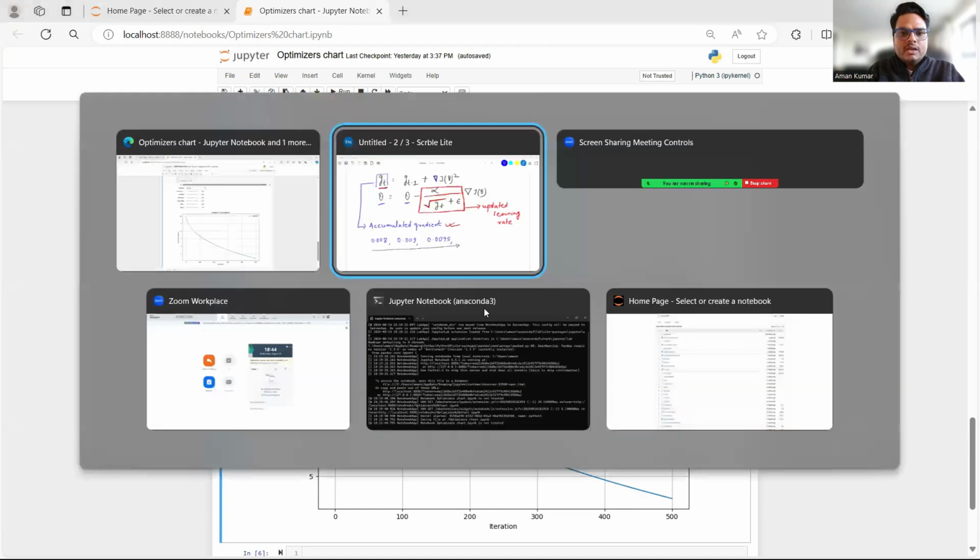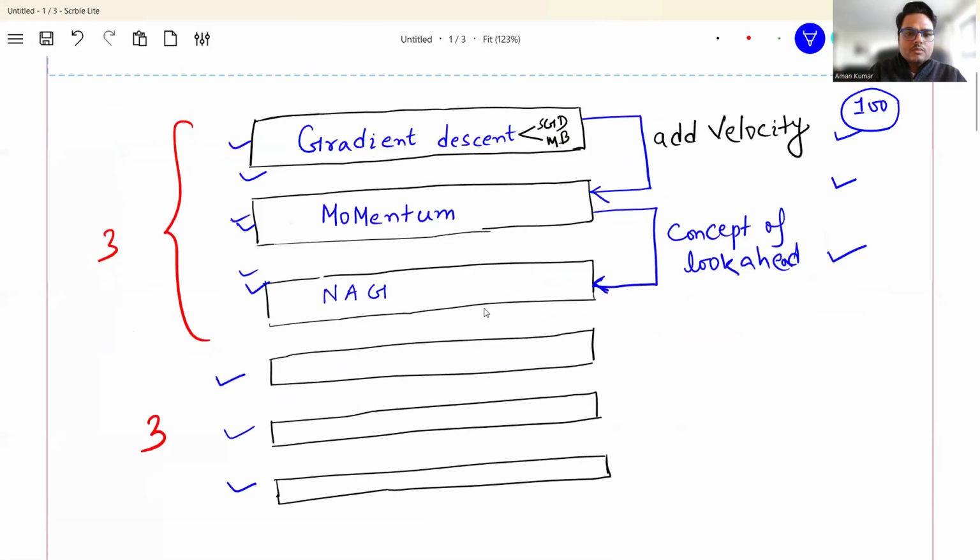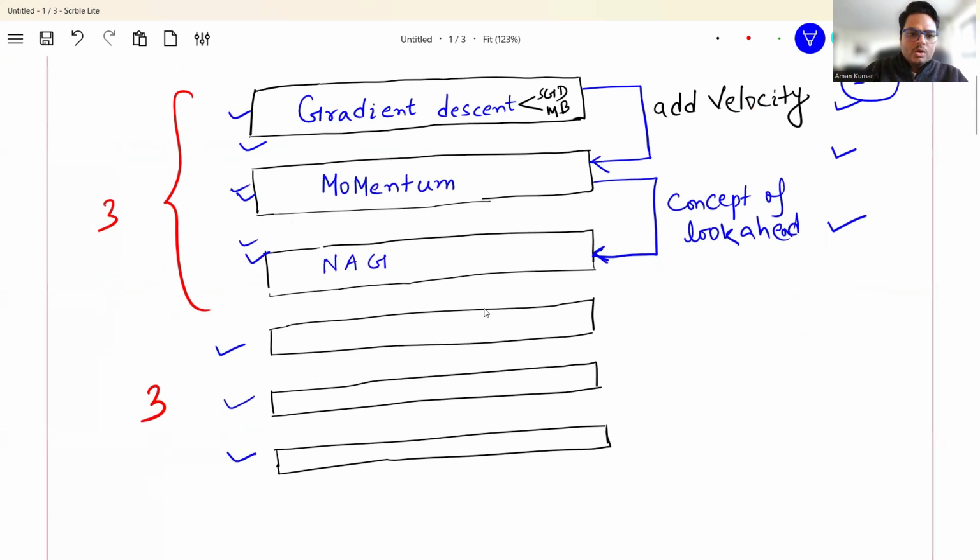So let's go ahead and try to fill our box here, and I will call this Adagrad. Adagrad is an altogether new kind of implementation. What happens in Adagrad is basically learning rate decay, because the learning rate changes over time. So this is a new concept in Adagrad.